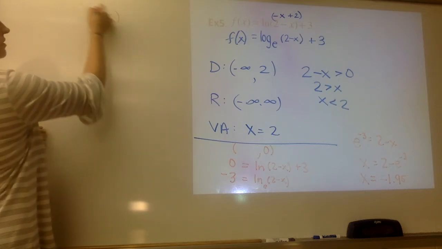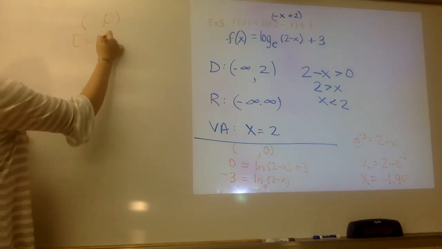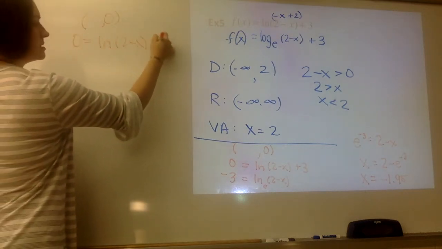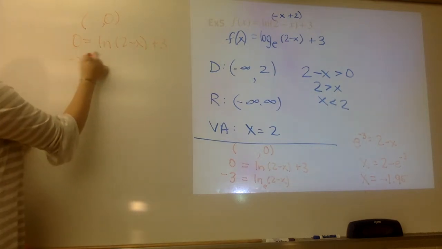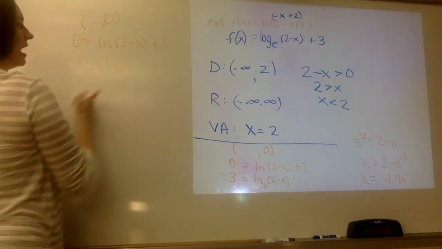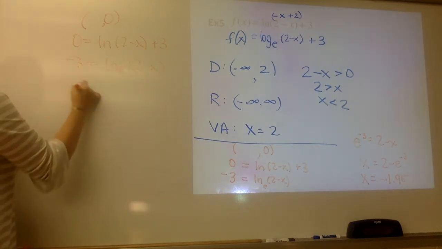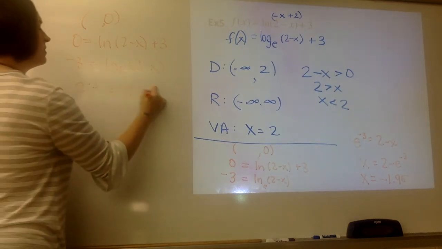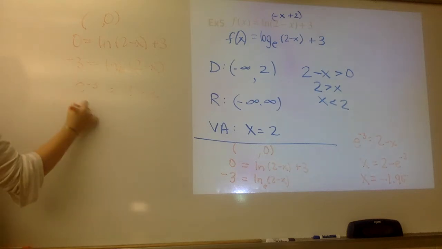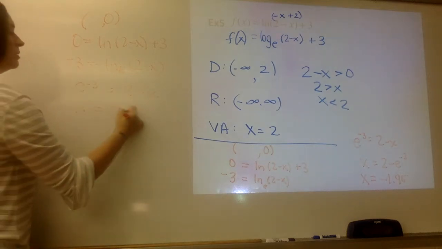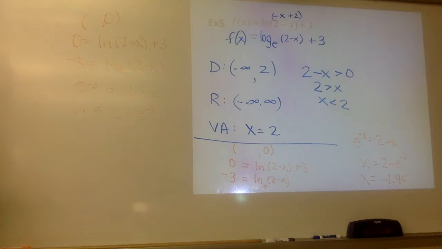Okay, so if I have a 0 here, 0 is equal to ln of 2 minus x plus 3. Negative 3 is ln, and then I put in a little e, 2 minus x. And then I said e to the negative 3 is equal to 2 minus x. And then I said x is equal to 2 minus e to the negative 3.